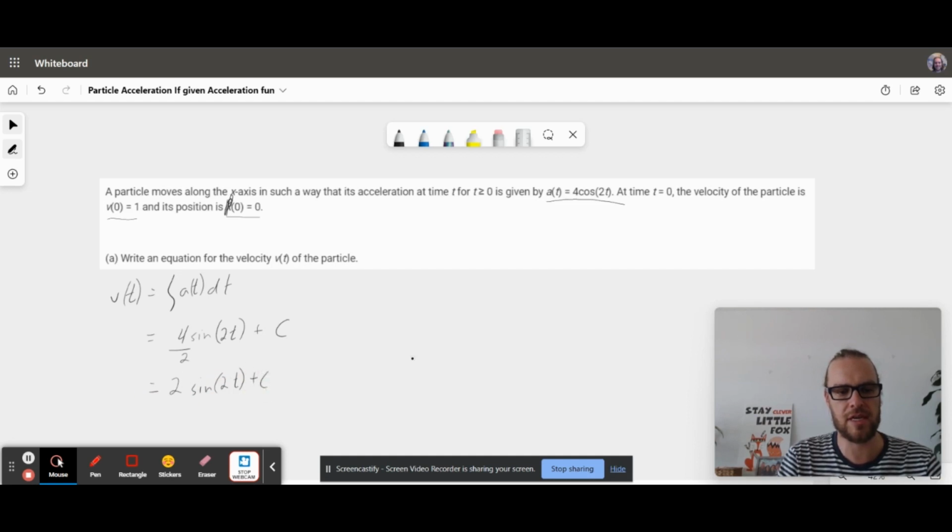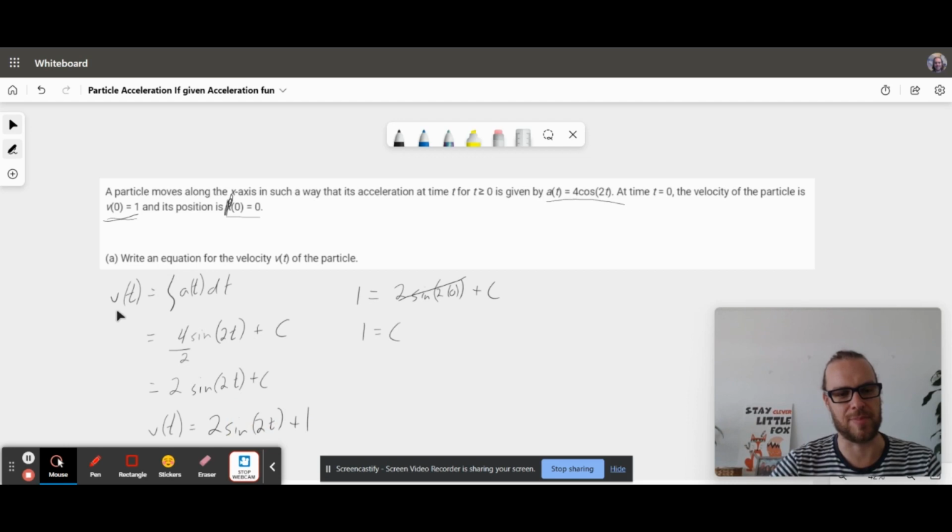And to figure out what c is, we're going to have to use that v of 0 equals 1. So we know that 1 is going to be equal to 2 sine of 2 times 0 plus c. Well, sine of 0 is just going to be 0, so c is literally 1. So our velocity function, therefore, is going to be 2 sine of 2t plus 1.